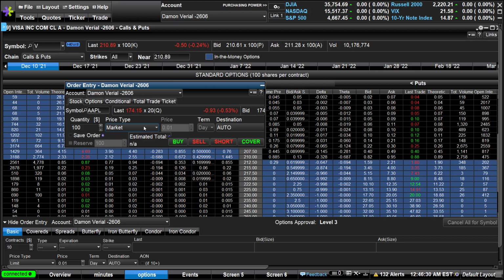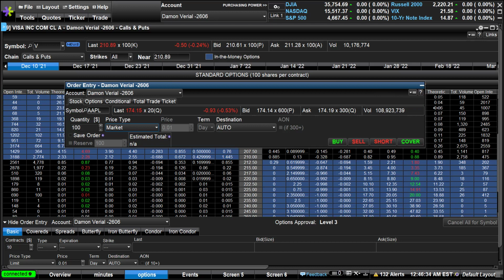Market, I'm going to buy it at market because the bid and ask spread are tight, you can see here. And destination's your extra option here. We don't care. Auto, this is which exchange it goes through. We don't care about that. But everything else is the same as on the browser.